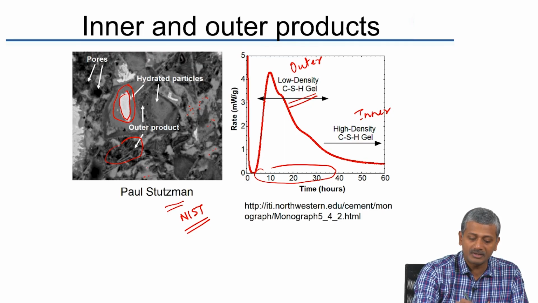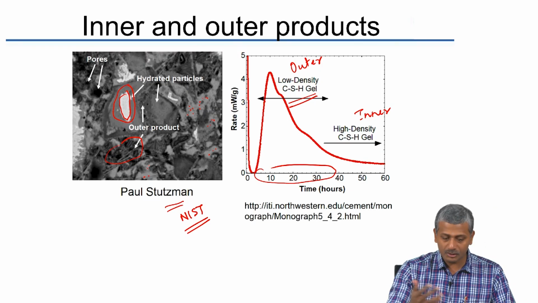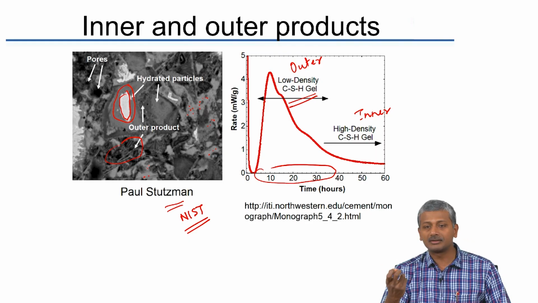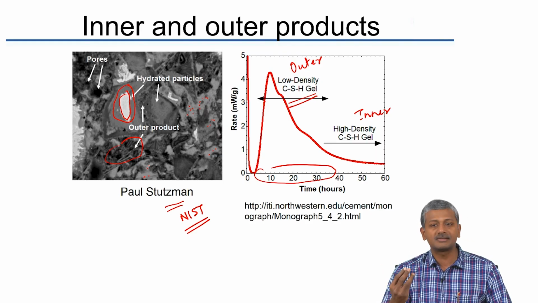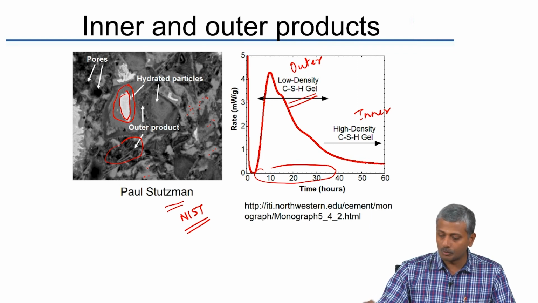You can see that there is a different shade of grey produced by the calcium hydroxide, and I will show you some images later which actually will tell you that in some cases the C3S grain can be completely hydrated to form CSH. I will show you some more images later.